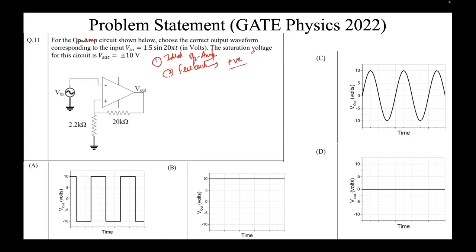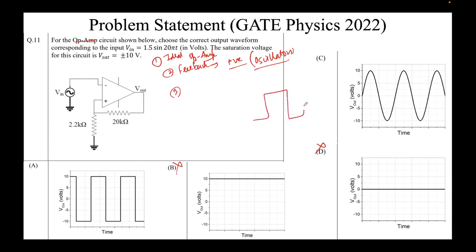So remember, I told you positive feedback circuits are oscillators, right? So if I know this information, I know this cannot be the answer and this cannot be the answer. Why? Because these are not oscillating. Whenever there is positive feedback, there has to be oscillation. As simple as that. So these two options are eliminated. So it's a 50-50. Now the only options are A or C, and we'll solve this, but I am just telling you.